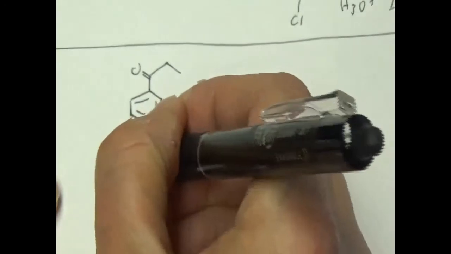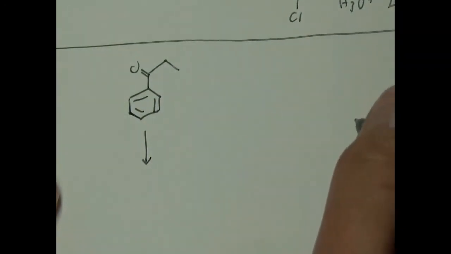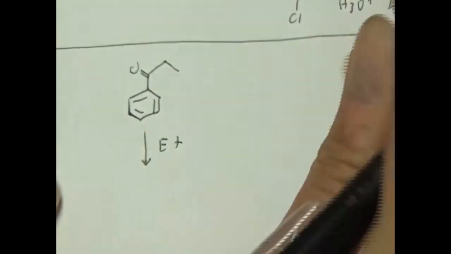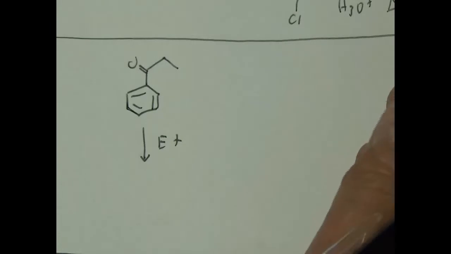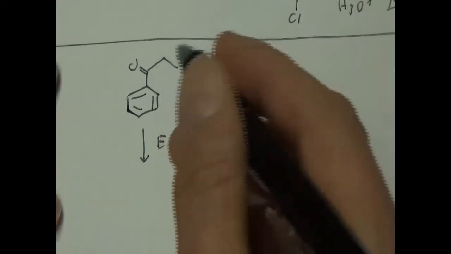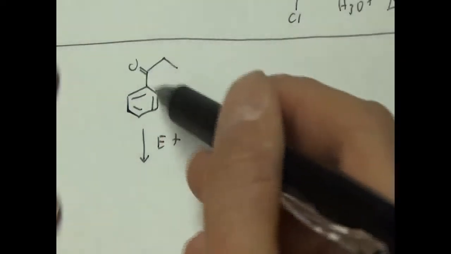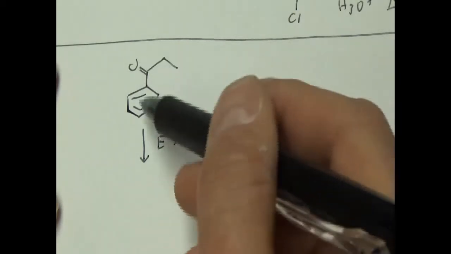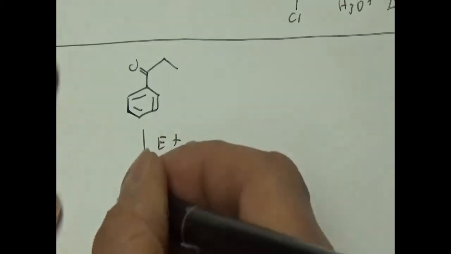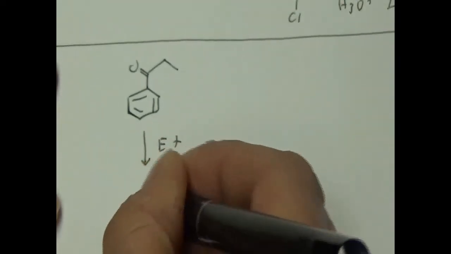Say we throw in an electrophile with this ketone. Where is it going to go? Is it going to go ortho-para or meta? Well, is a ketone an ortho-para director or a meta director? It's a meta director, right? Ketones, all the C double bond O's, N double bond O, S double bond O, CF3, those are all meta directors. So it's the same kind of situation.